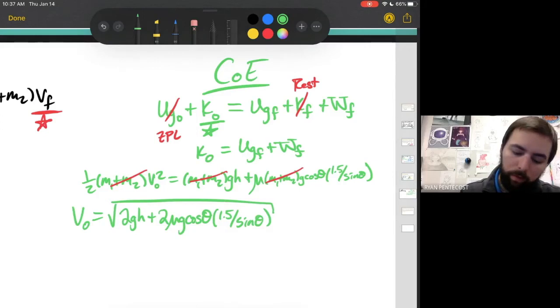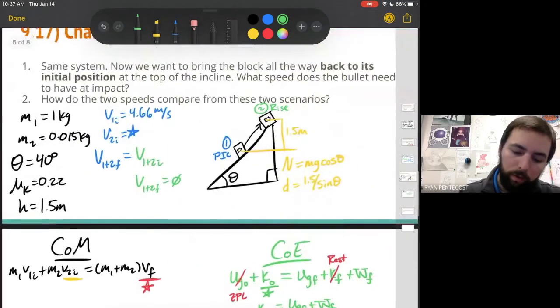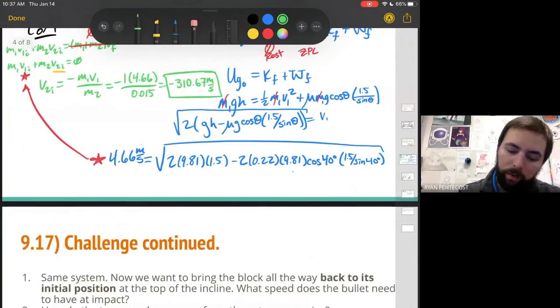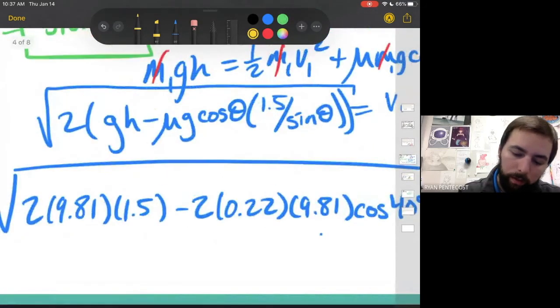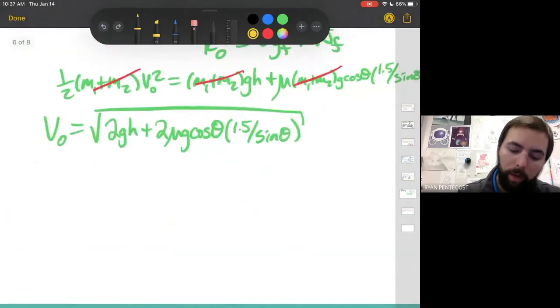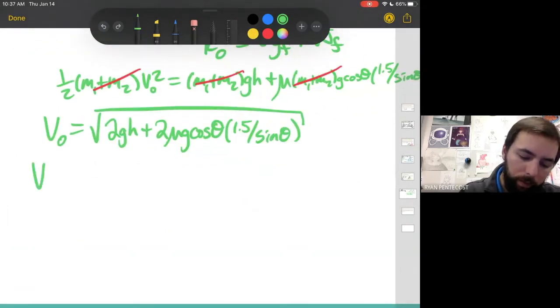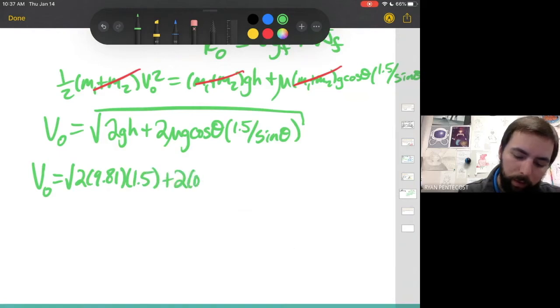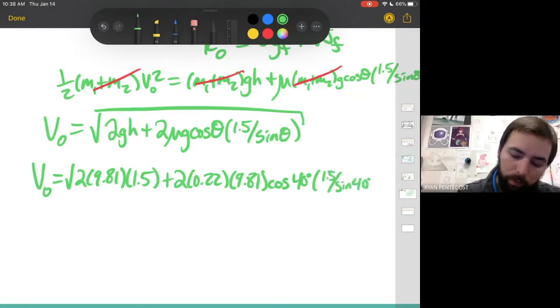Looks very similar. If we compare it to the previous problem, the only difference is this. That negative right there is the only difference between these two calculations. We have a positive this time. But you've got V naught equals square root of 2 times 9.81 times 1.5 plus 2 times 0.22 times 9.81 times cosine of 40 degrees times 1.5 divided by sine of 40 degrees.